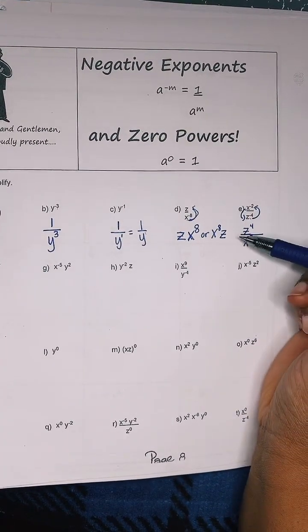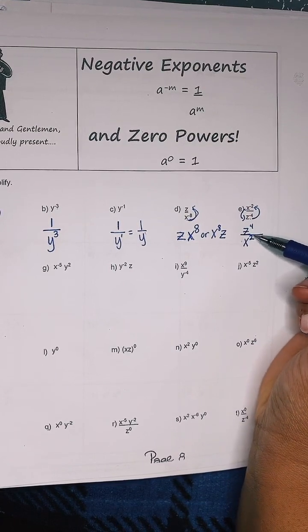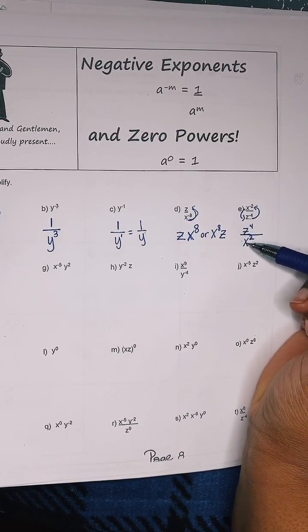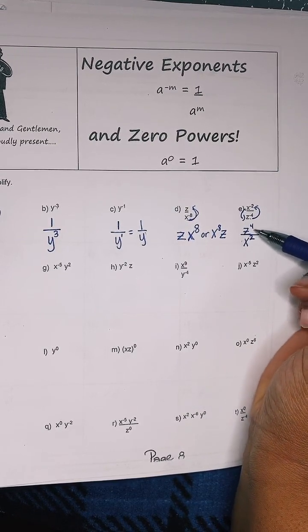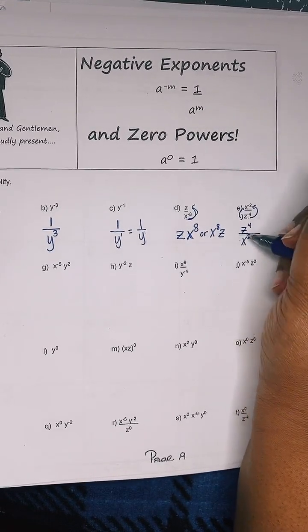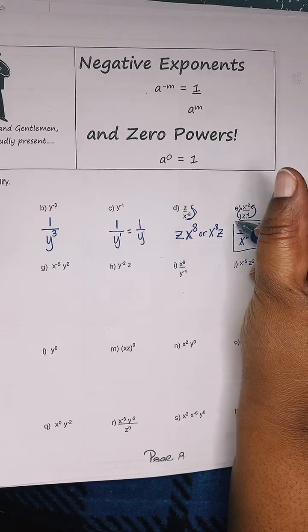Now be careful here, because some people want to be like, oh, 4 minus 2. No, no, no. Remember, they have to have the same base in order to subtract exponents. So since they are both not Z's, we are done here.